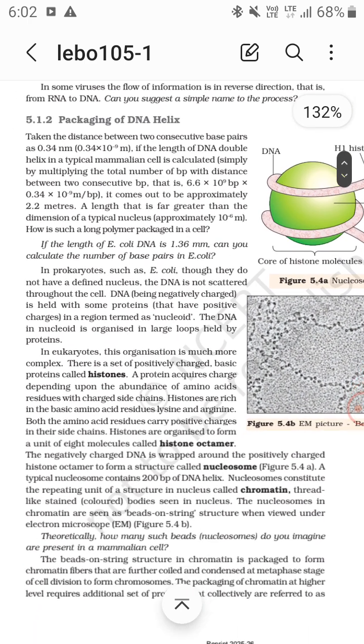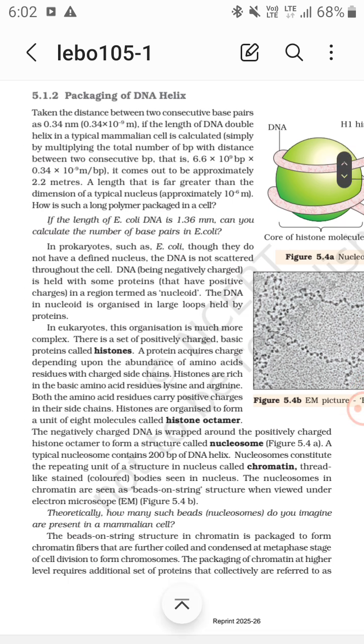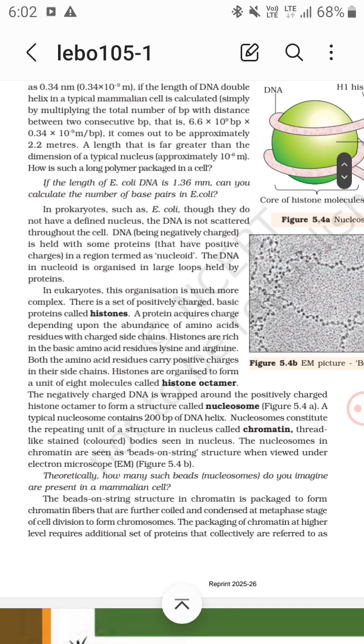The packaging of the DNA helix. The length of DNA is about 2.2 meters. The human genome has 6.6 x 10^9 base pairs, and the distance between two consecutive base pairs is 0.34 x 10^-9 meter per base pair. This is a length far greater than the dimension of a typical nucleus, which is about 10^-6 meter.